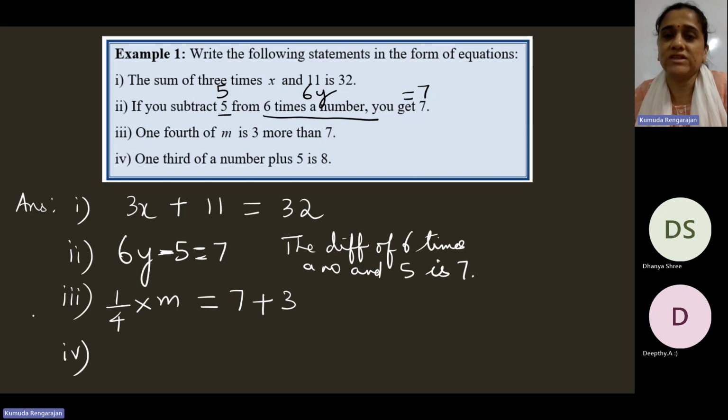The difference of 10 and 5, the difference of 10 and 3 is 7. So difference is followed by and. The difference of 6 times a number and 5 is 7. All right?